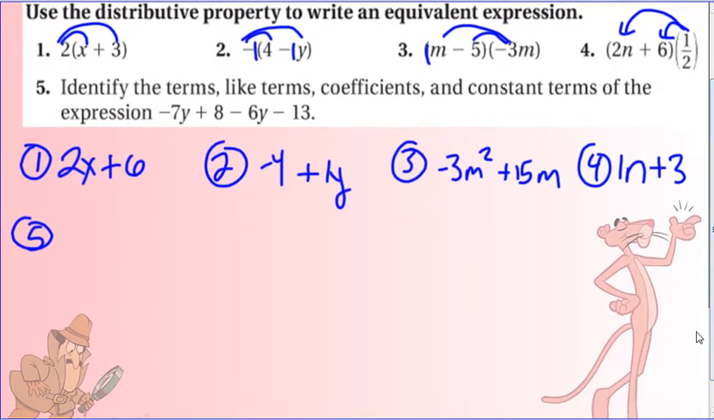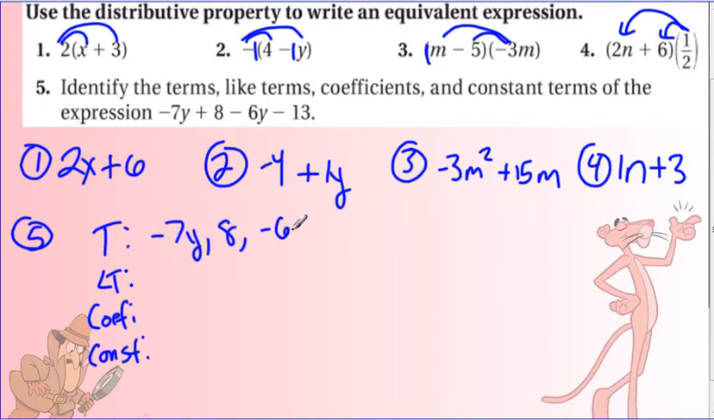Alrighty. Terms, like terms, coefficients, constants. Alright, so identify the terms. We've got negative 7y, an 8, a negative 6y, and a negative 13. So these 3 were all negatives. This guy was positive. Like terms, what has the exact same variable?